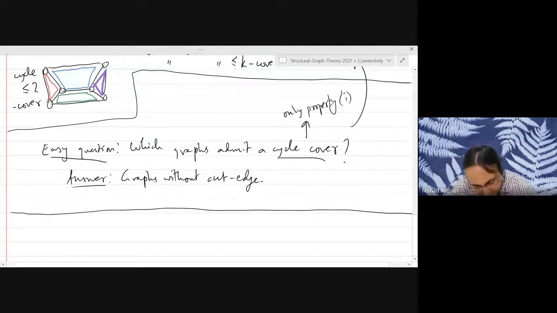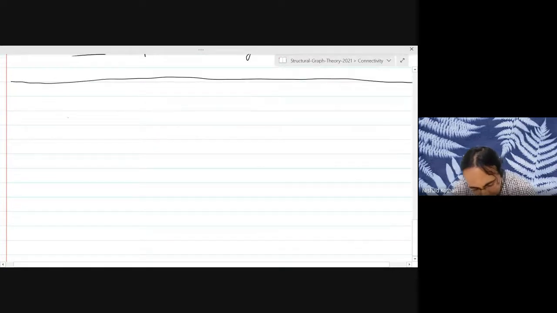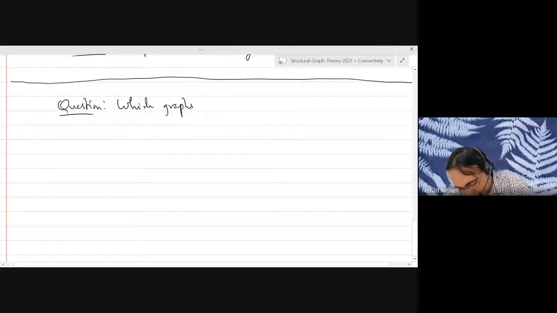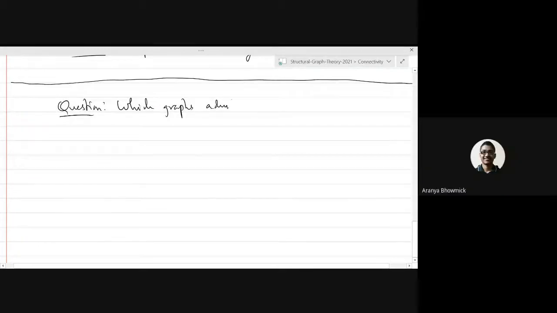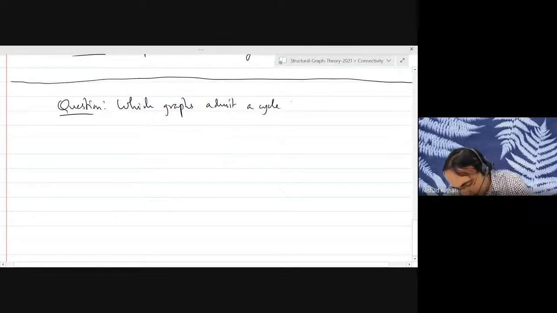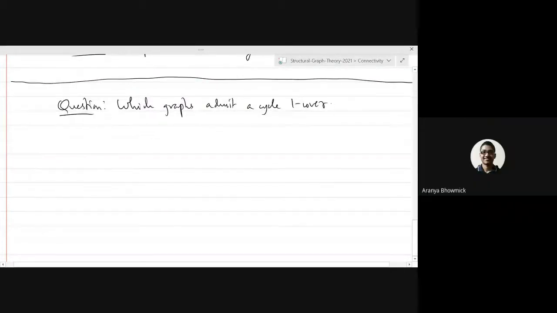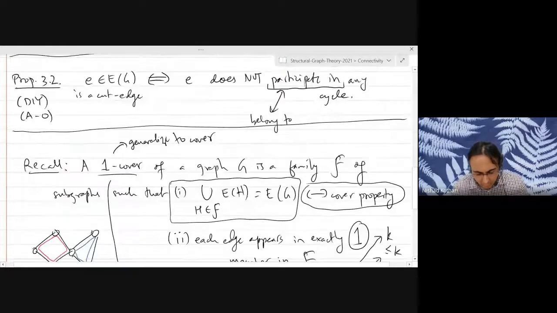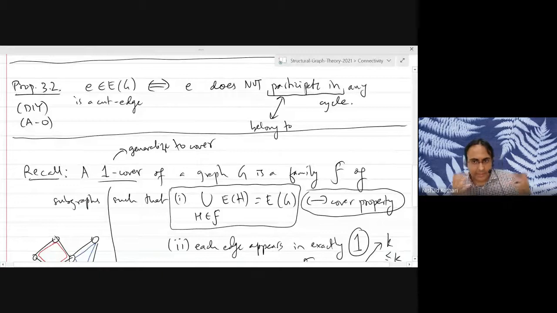What about the next question? Which are the graphs that admit a cycle 1 cover? So now I am putting a very big restriction. Sir, I have a question. Can you explain once again why the graphs without cut edges are exactly those graphs which admit cycle covers? Right. Well, what is a cycle cover? It is just a collection of cycles so that every edge is used in at least one cycle.